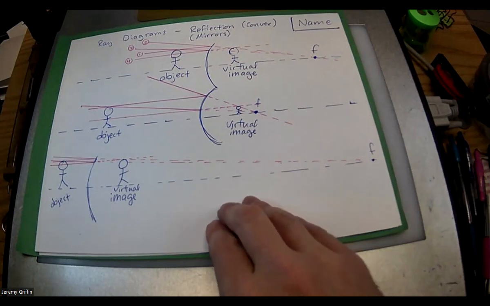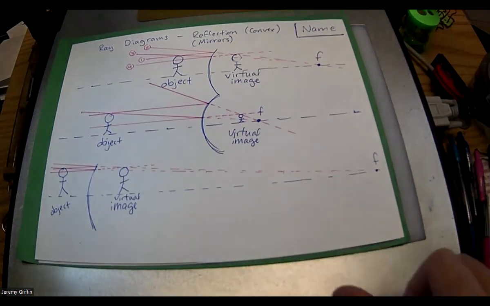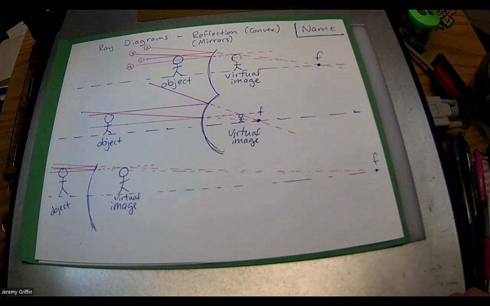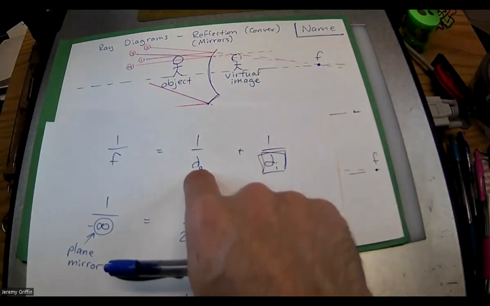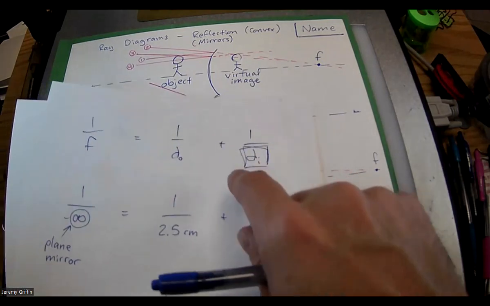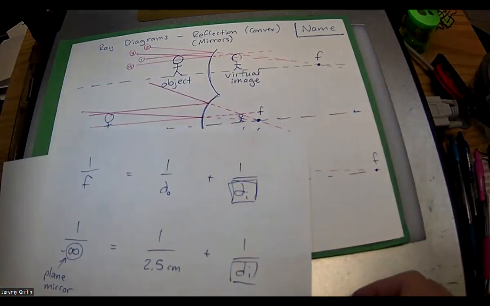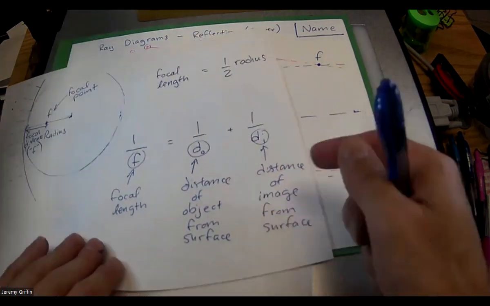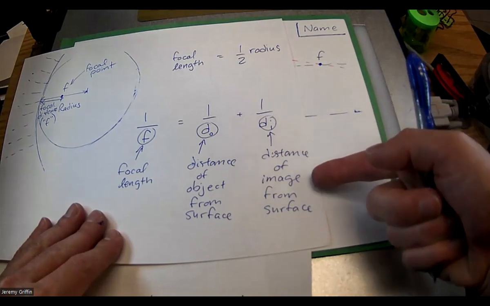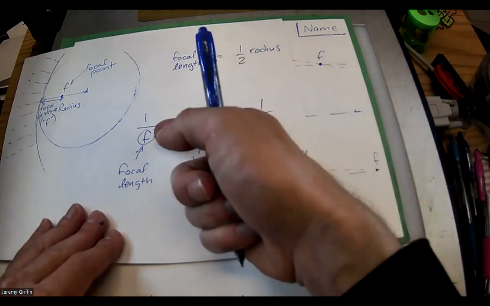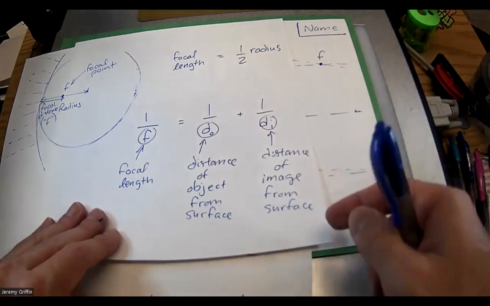Just to help you remember, the D_O and the D_I, how do we measure them? D sub O stands for distance to the object. We're going from the surface. So D_O is the distance of the object from the surface, and D sub I is the distance of the image from the surface. And the focal length is from the focal point to the surface.